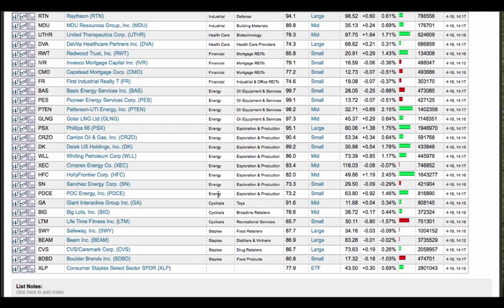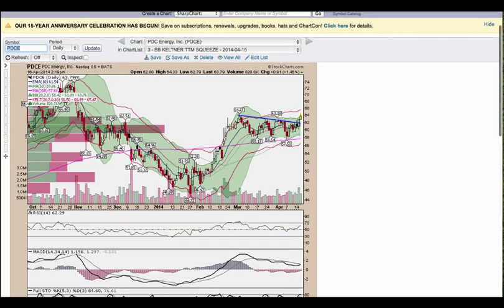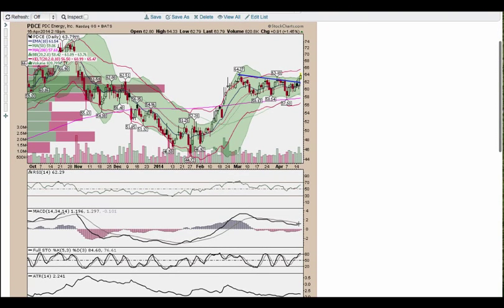Then we look for patterns. We want to see names like PDCE, PDC Energy, which is a name that we have traded since Monday. The Sunday night scan we took on Monday. We broke higher on Tuesday and now we're resuming that trend and moving higher today. Note that the MACD is crossing, the histogram is positive, and then we have increased volume. So these are all the things that we are looking for.